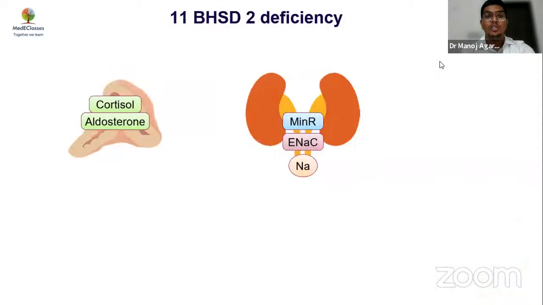So now we will move toward another interesting entity, which is 11 beta HSD2 deficiency. Normally, in our body, there are two types of the receptor.